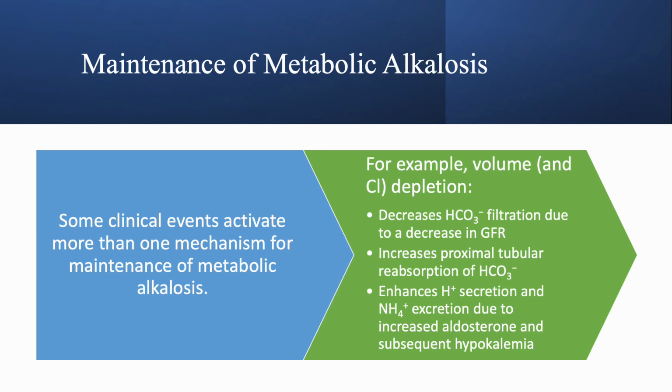Now, that amount that is filtered is going to be more effectively reabsorbed because of this signal to the kidney that there's dehydration. So you are going to have increased proximal tubule reabsorption of bicarbonate. Now, when you have dehydration, you are going to have high aldosterone. When you have high aldosterone, you are going to enhance hydrogen secretion, and you are going to have increased ammonium excretion due to the hypokalemia. Now, the hypokalemia can be due to the primary event or due to increased aldosteronism. So you can see it's kind of a mesh of multiple events. But if you know the pathophysiology, you can untangle all of that.